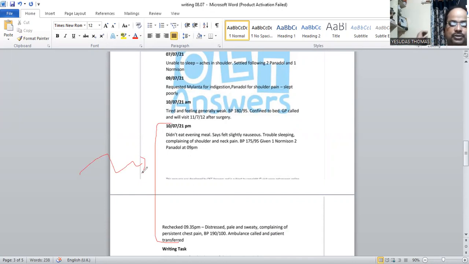What we can see is that the patient was nauseous, had insomnia, shoulder pain, neck pain. We assessed her BP, and that was 175/95. So we gave her Normison and Panadol to pacify her at 9 p.m. But she complained of persistent pain, became pale and sweaty, and her BP elevated to 190/100 by around 9:35. So we have assessed her condition as a medical emergency, and therefore she is being transferred to your facility.